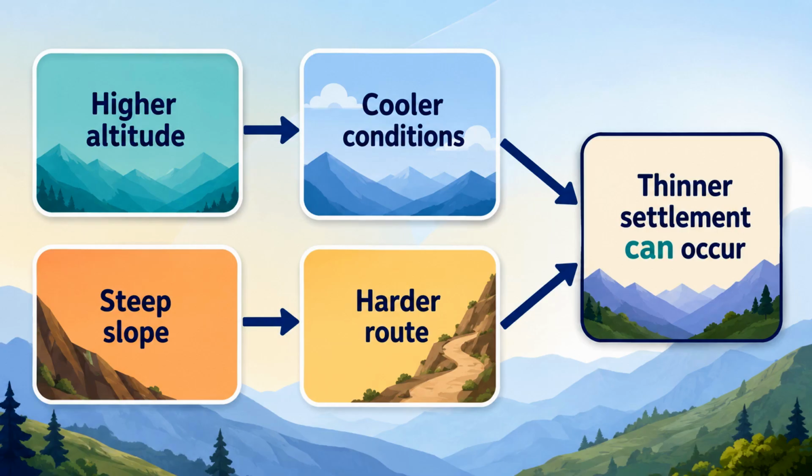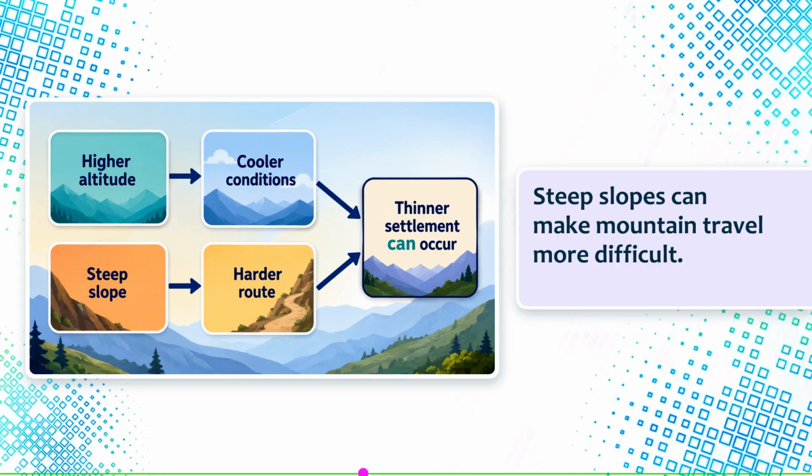Higher altitude is generally cooler, while steep slopes can force longer or winding routes. Together, these conditions can help explain why settlement is often thinner in difficult mountain terrain. The links are broad patterns, not rigid rules.